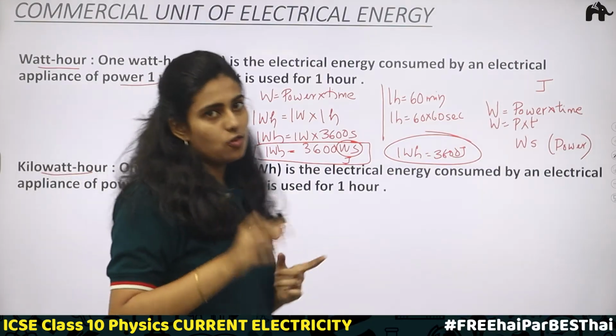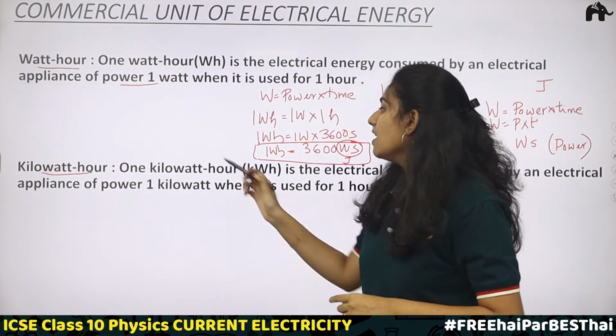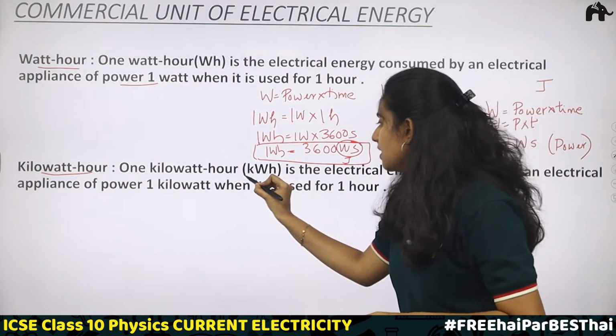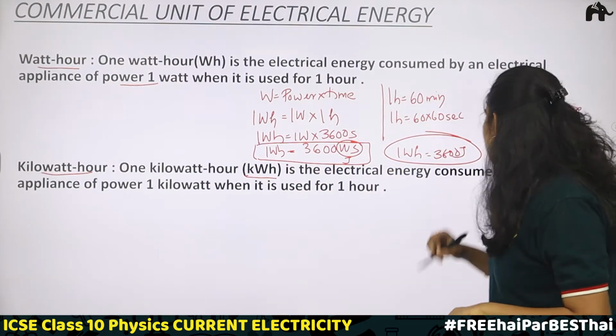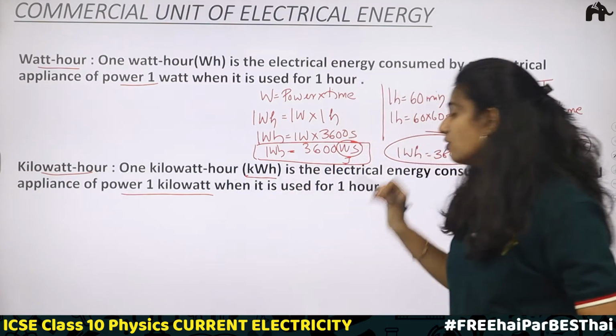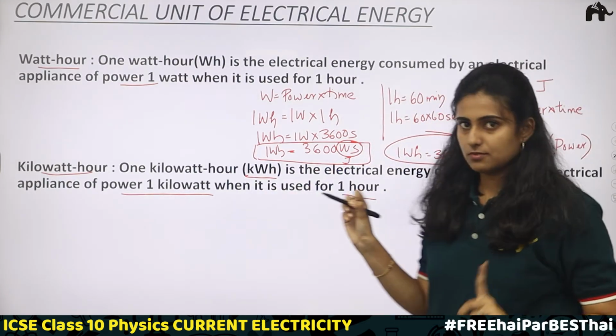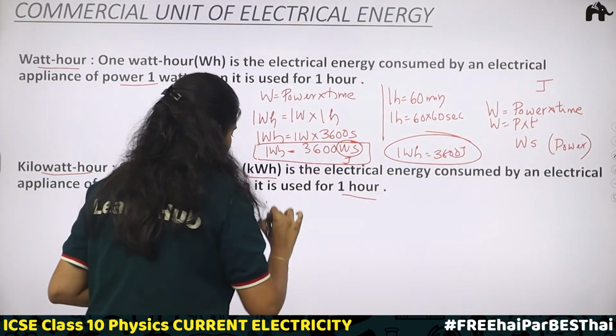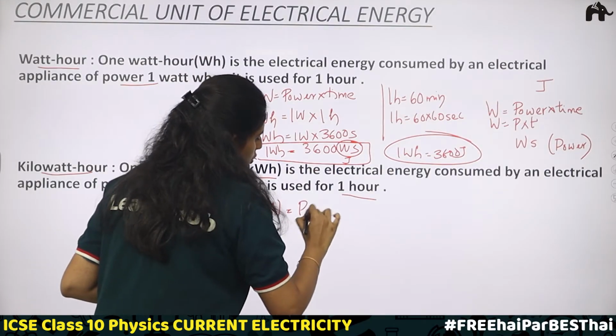Now what is kilowatt hour? This is a bigger unit. 1 kilowatt hour, represented as kWh, is the electrical energy consumed by an electrical appliance of power 1 kilowatt when it is used for 1 hour. Here again, electrical energy is equal to power into time.